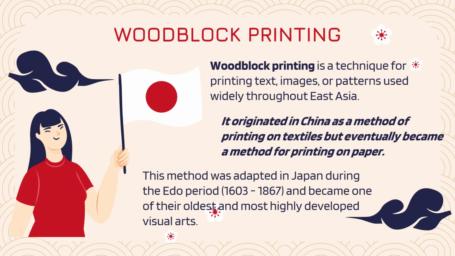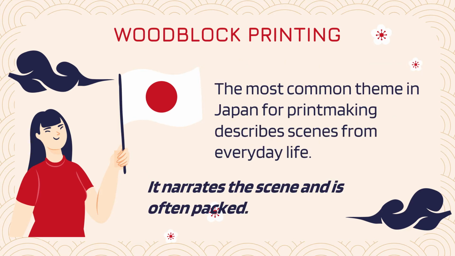Woodblock printing is a technique for printing text, images, or patterns used widely throughout East Asia. It originated in China as a method of printing on textiles but eventually became a method for printing on paper. This method was adapted in Japan during the Edo period and became one of their oldest and most highly developed visual arts. The most common theme in Japan for printmaking describes scenes from everyday life. It narrates the scene and is often packed.